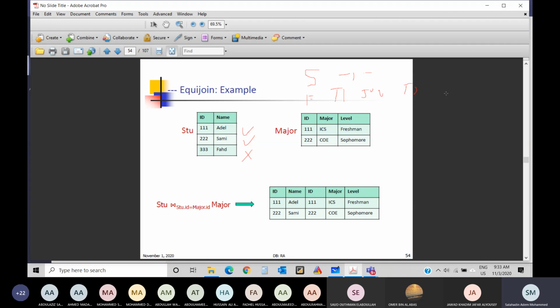This is an excellent question. Do we have cross product in SQL? Yes, we have. The same join, but without on. Don't put the on condition. Just write from table 1 join table 2, but don't put any on condition. Automatically it means you will get a cross product table. Clear? Very good. Thank you very much.